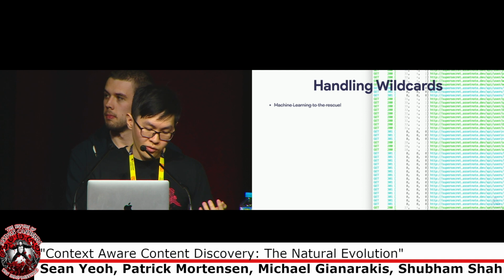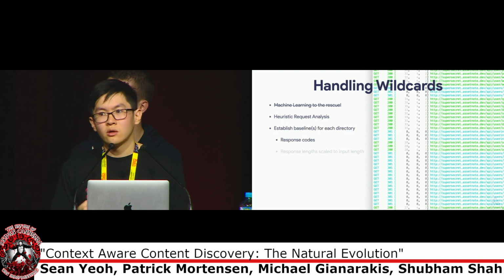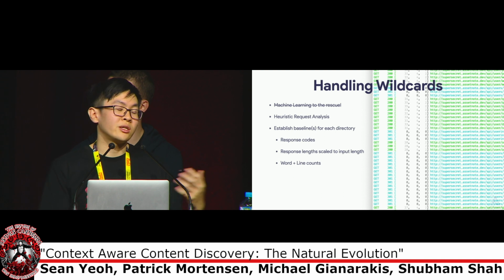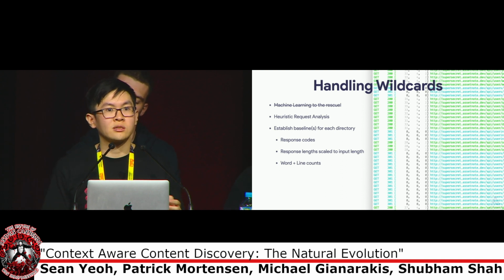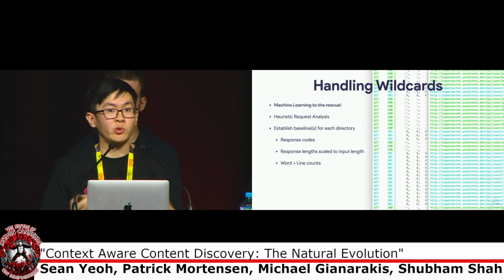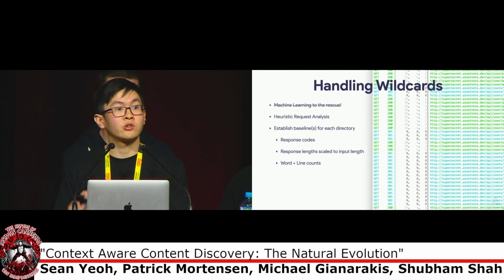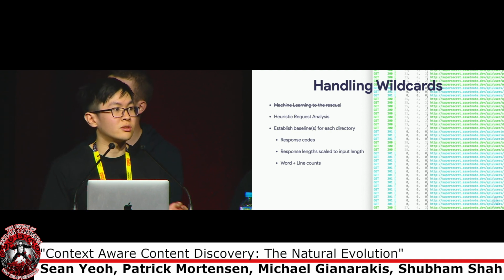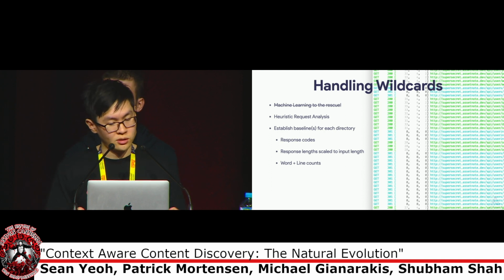And the way we solved this was not through machine learning, but through a whole bunch of heuristic analysis. And what do we mean by heuristic analysis? What we did was we decided to take a whole bunch of baselines. So in the examples before, we have admin and mail. For each of these directories, we would take a whole bunch of requests that would attempt to figure out the expected response code, content length, how many words are coming back, how many lines are coming back, and use this to establish a heuristic for how the admin directory should respond. From this, we can deduce that anything that deviates from this baseline for the admin directory is probably an interesting result that isn't one of the default responses.